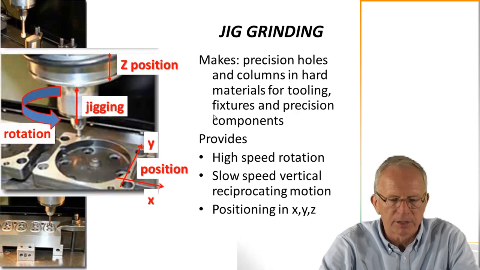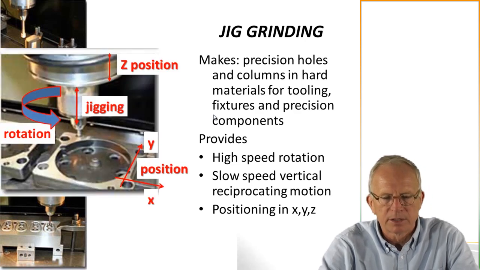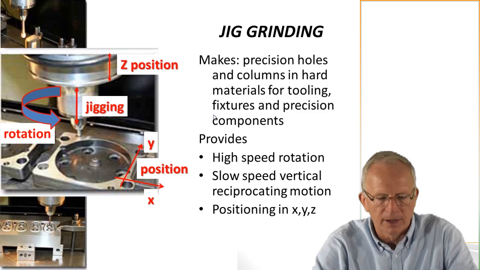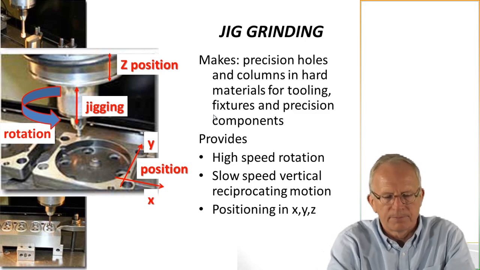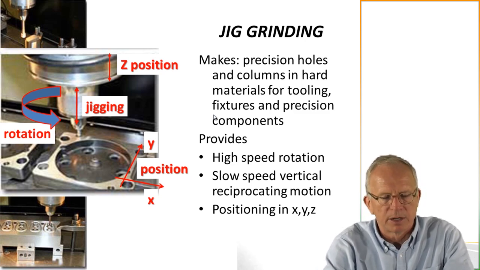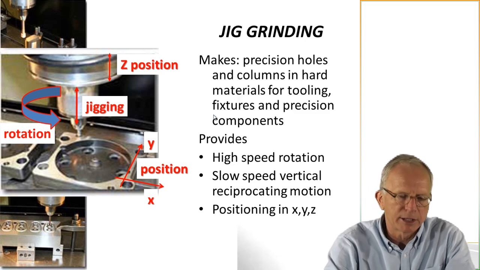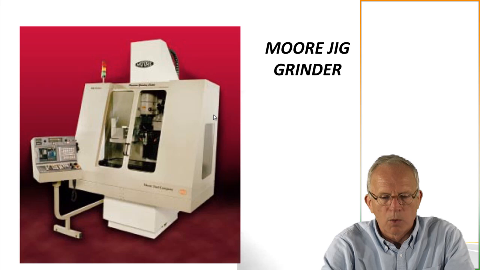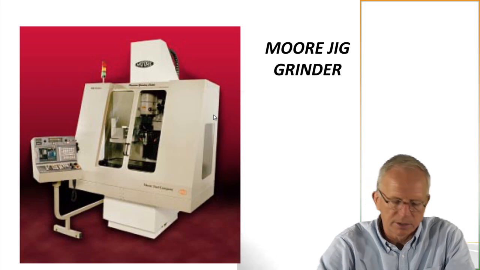So those are typical things for a machine tool. There's the sort of jigging motions, though, that's particular to jigging. So essentially what you have is a little abrasive cylinder with abrasive glued onto or attached to some sort of metal. And then this is spinning around at a relatively high speed and then jigging up and down and positioned in X and Y. So you can buy these, of course, and Moore makes excellent jig grinders.